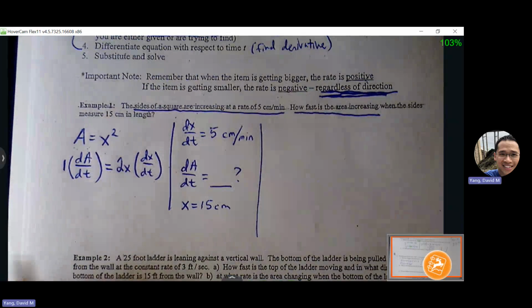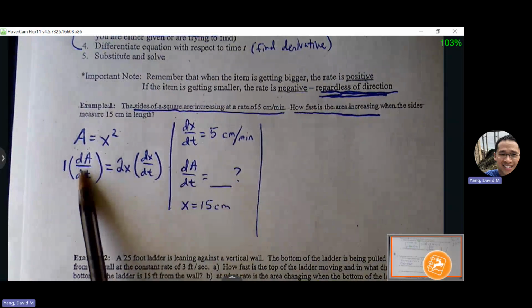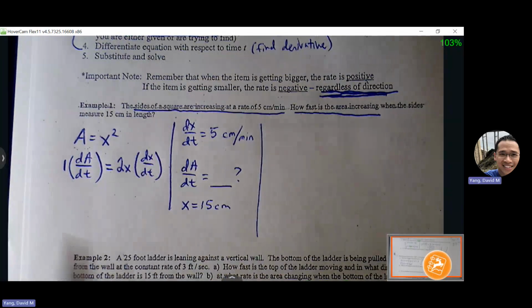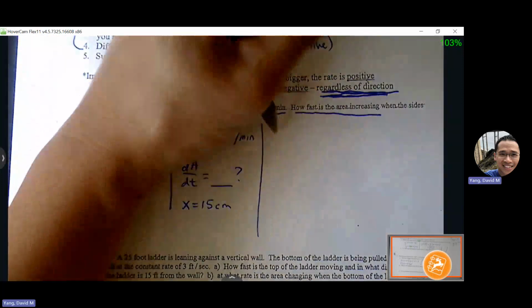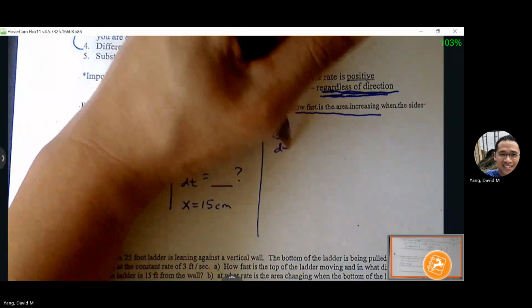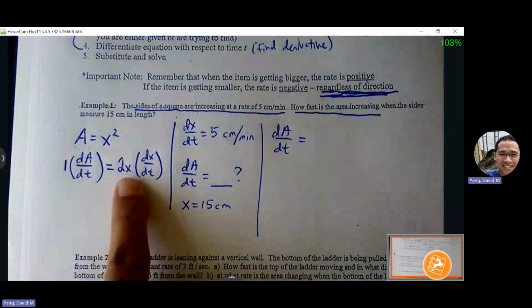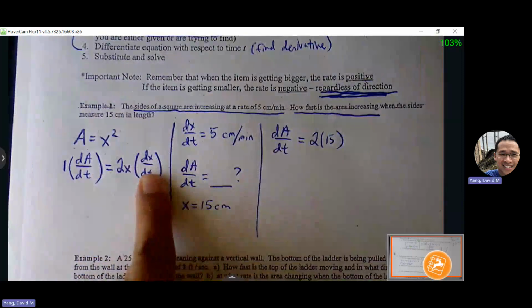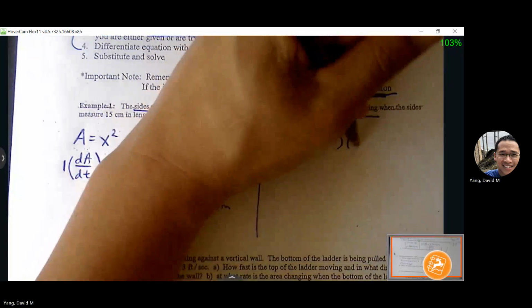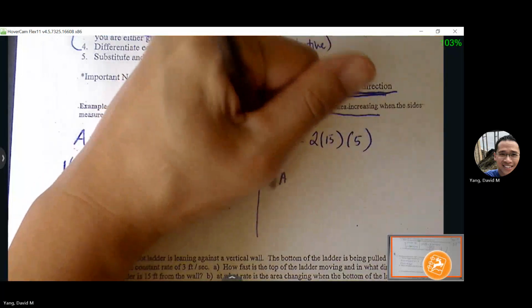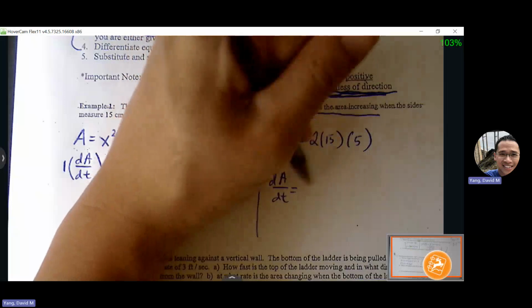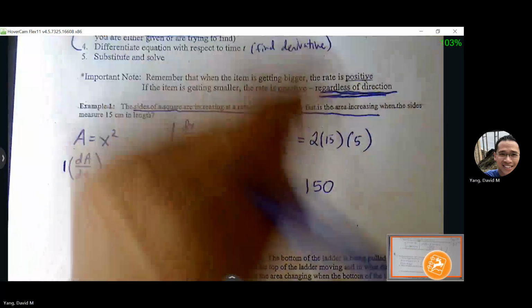Okay, so I think we have enough information. We're looking for dA/dt. We have x, we have dx/dt, so we can just insert everything back into our equation, right? So dA/dt equals 2 times 5... times 5. So 10 times 5 is 150.